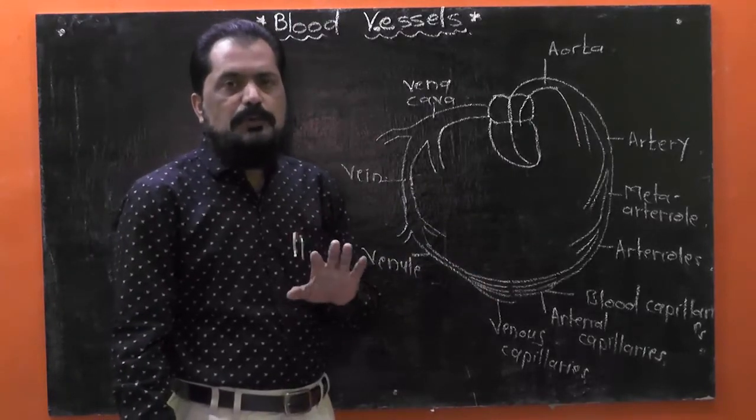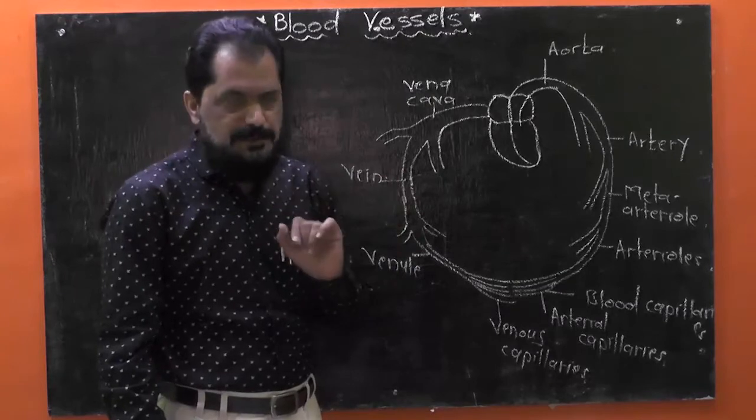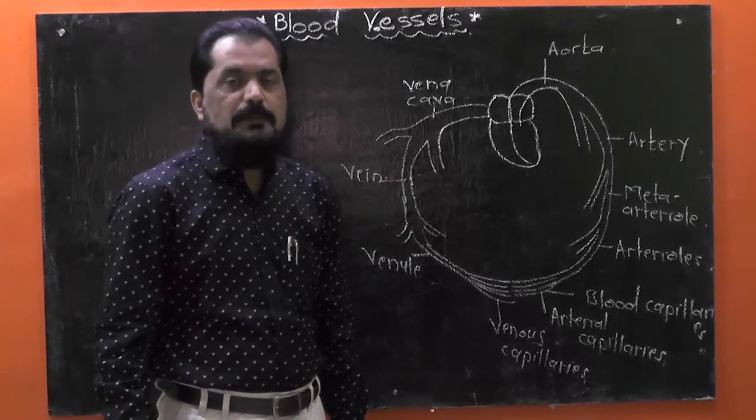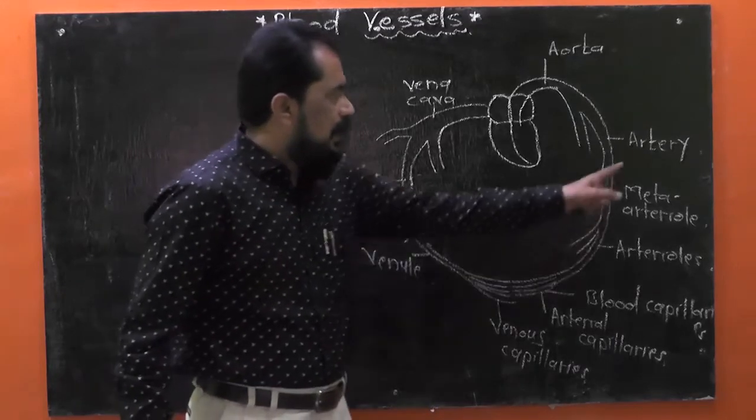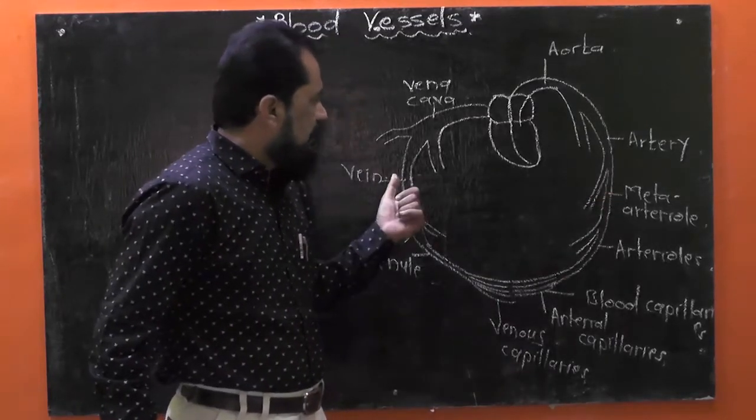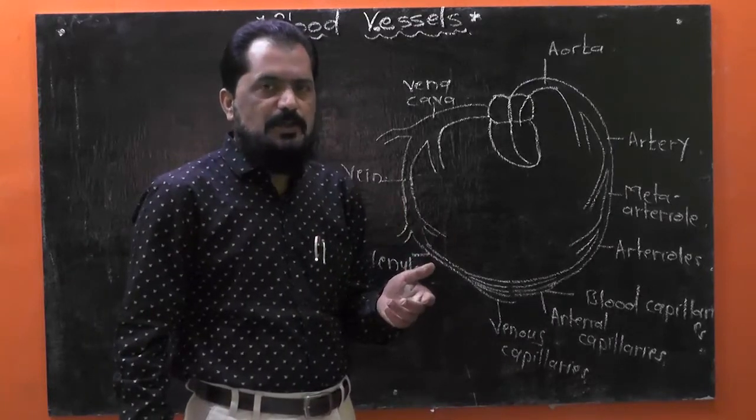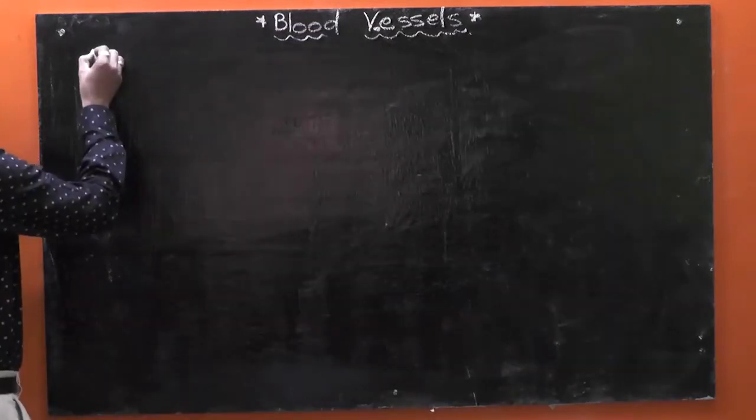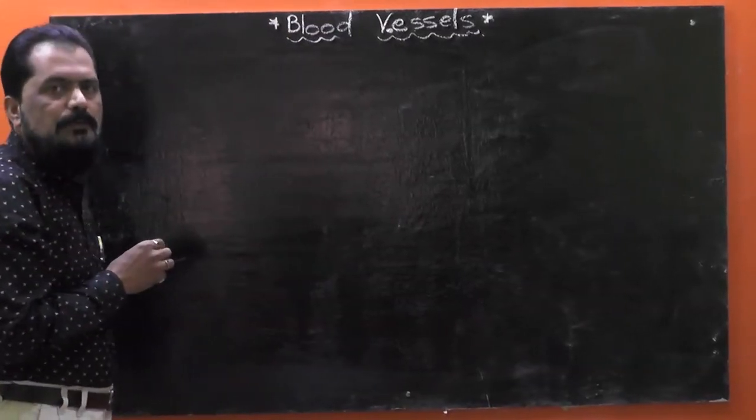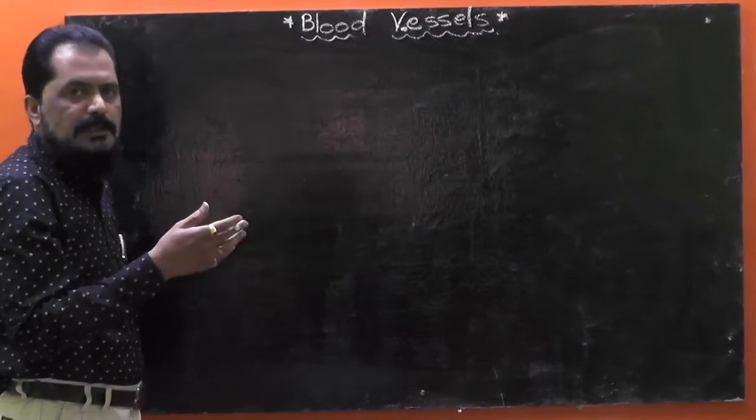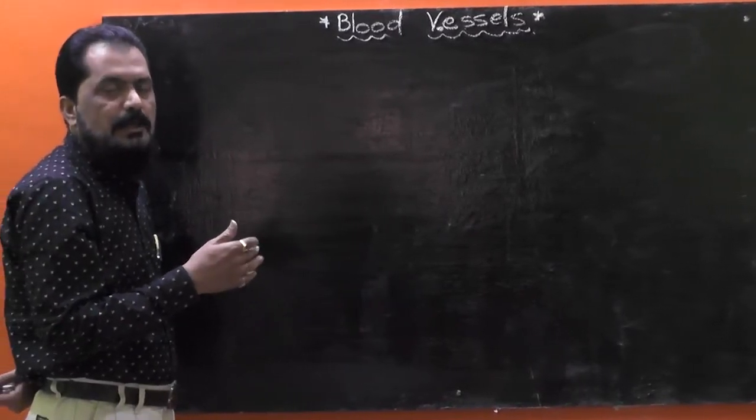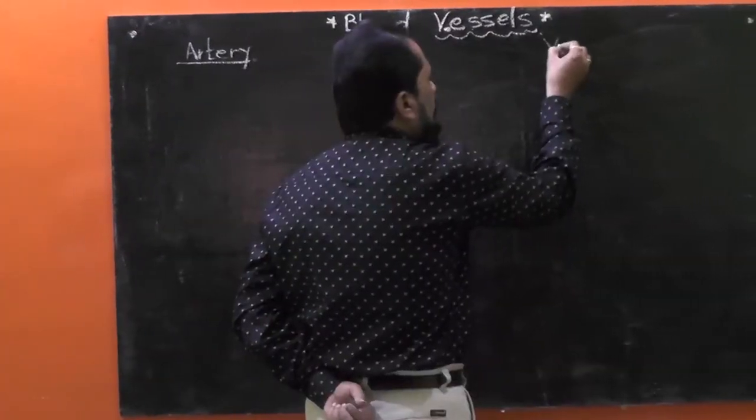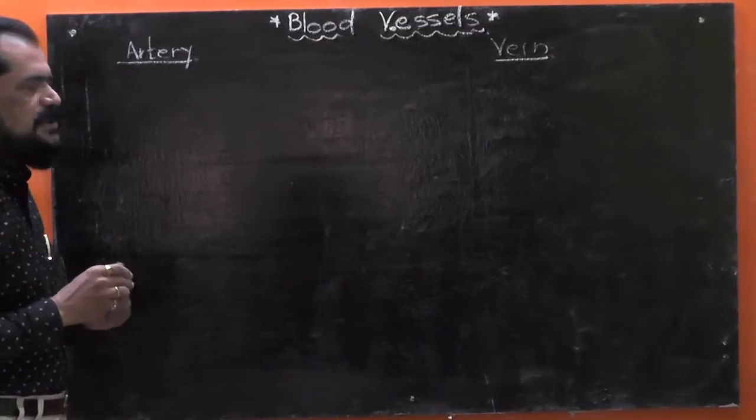Here I have shown the different types of blood vessels, but there are three main types of blood vessels that we have to consider, that is artery, capillaries and vein. So let us start the study of those three major types of blood vessels. We are going to study about the artery and vein simultaneously by considering their comparative characters. Artery and vein, let us do the comparative study.